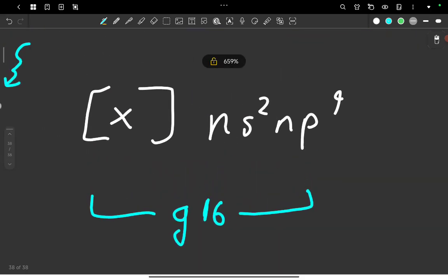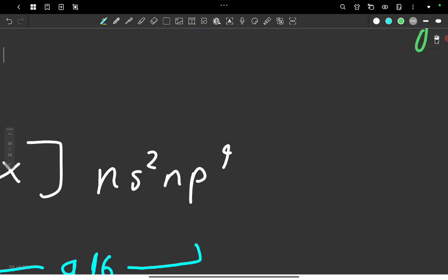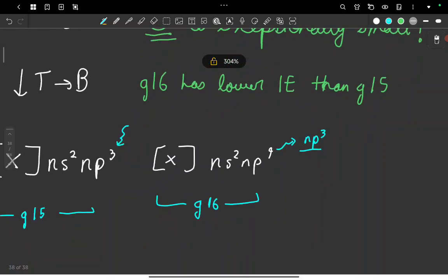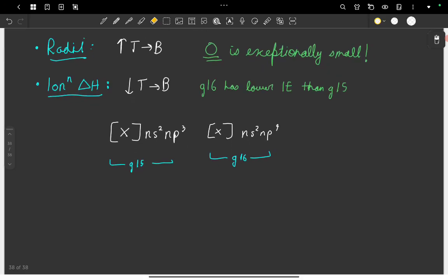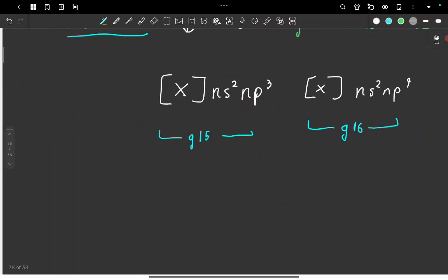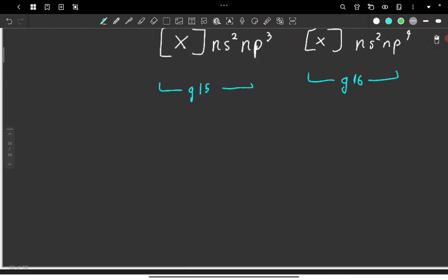And if we talk about group 16, if I remove one electron from the outermost shell, this will become an np3 configuration, which means it reaches a half filled state. So it just becomes easier to remove this electron, because the product becomes more stable because of the attainment of the half filled p shell. So this was it about ionization enthalpy of the group 16 elements.